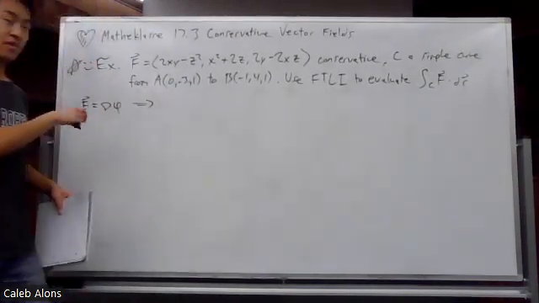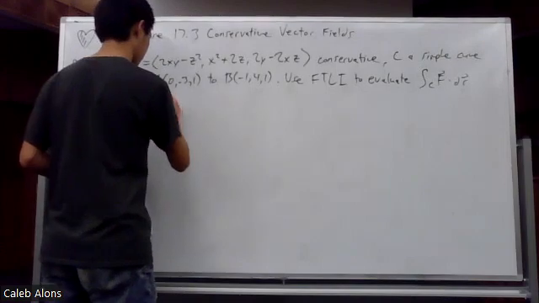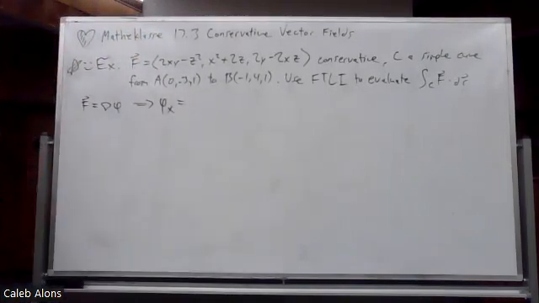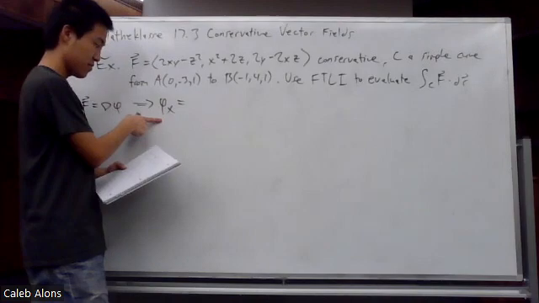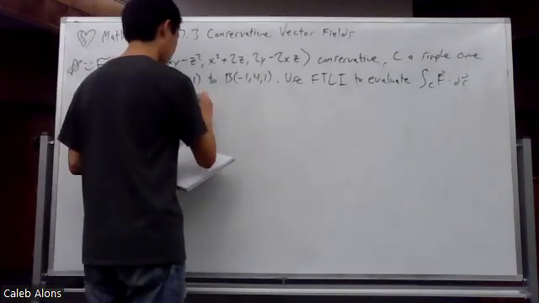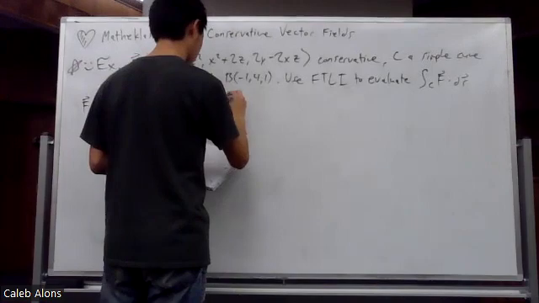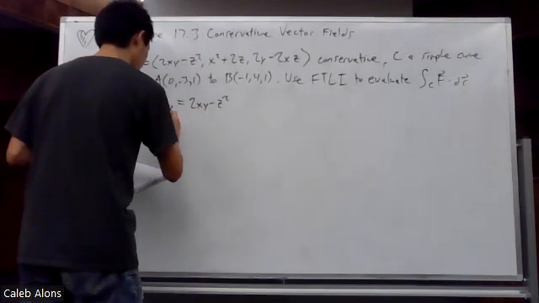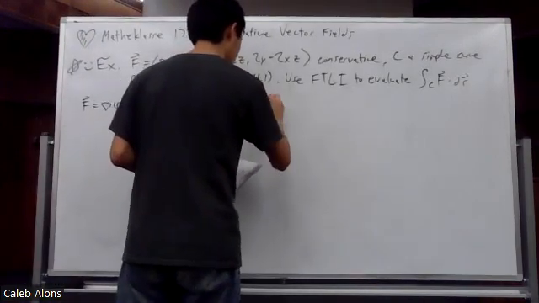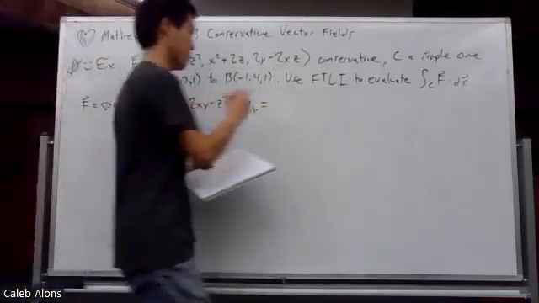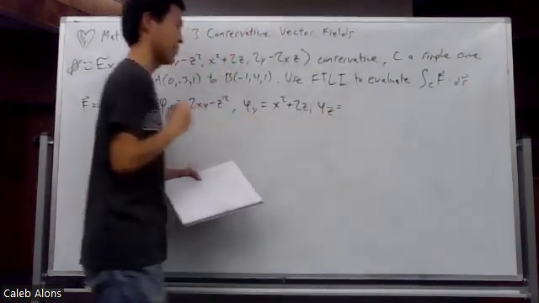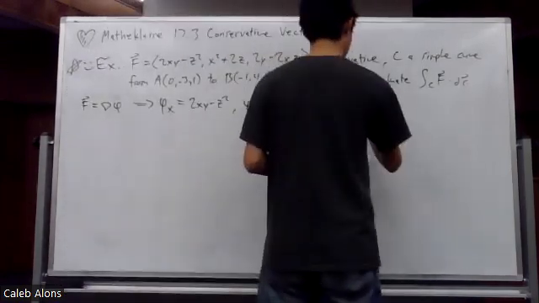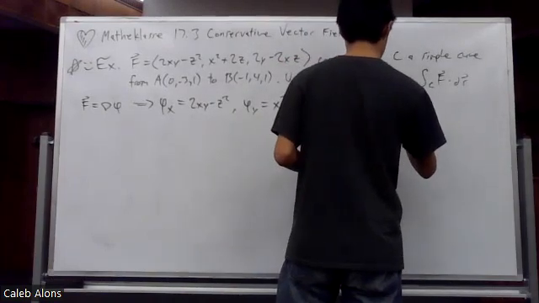The x component of the gradient is phi x, which corresponds to the x component of the field, right? Because if I do phi x, then it's going to give me the next thing. And so what is phi x going to be? 2xy minus z squared. What is phi y going to be? X squared plus 2z. And then phi z is like what? 2y minus 2xz.